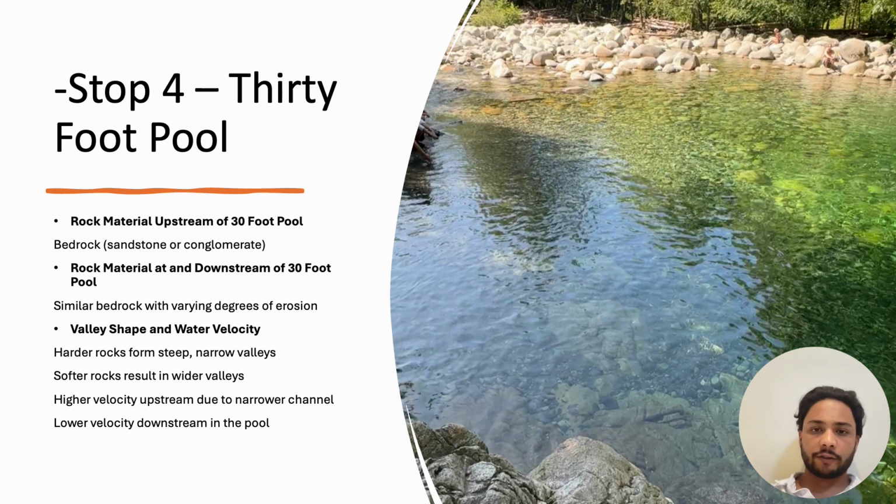After coming through all three stops, we are finally at the 30-foot pool, which is very beautiful. Upstream of the 30-foot pool, Lynn Creek flows through bedrock like sandstone. At the downstream of the 30-foot pool, the creek flows through similar bedrock with a varying degree of erosion. We can also see the valley shape is influenced by the resistance of rock material to erosion. Harder rocks form steep, narrow valleys, while softer rocks result in wider valleys.